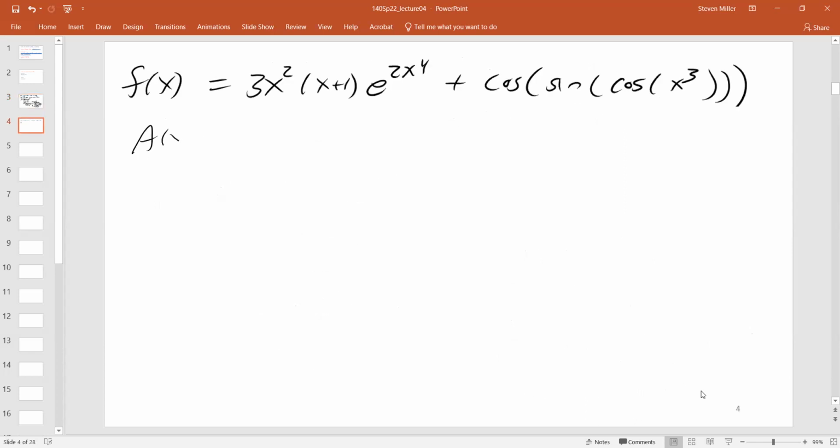There is one thing I wanted to just mention over here. We had a of x was 3x squared times x plus 1 times e to the 2x to the 4th. And we wanted to use the product rule, but we couldn't because it's a product of three functions.